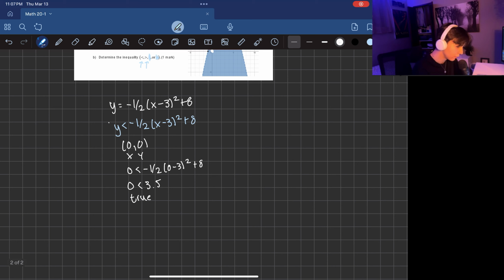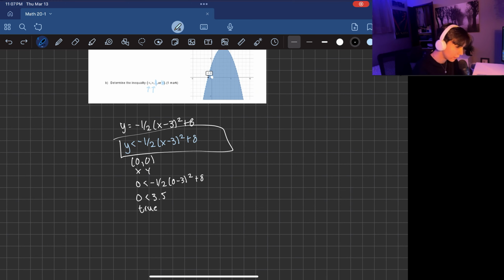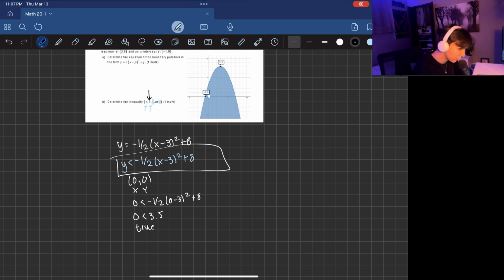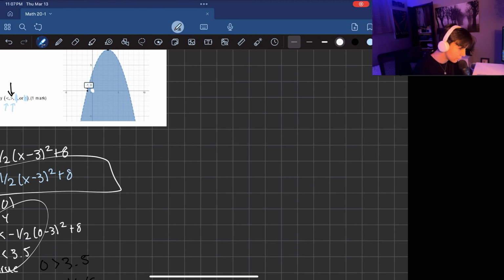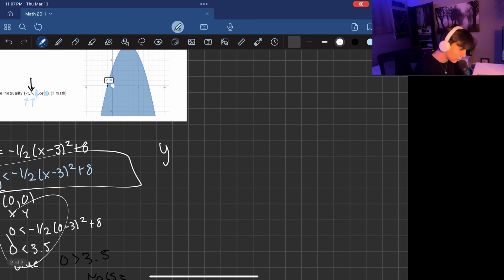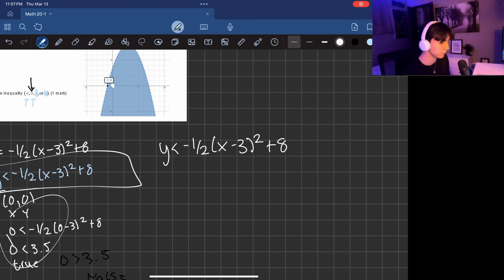So this inequality sign is the right one. If you were to use the other sign, it would give you 0 is greater than 3.5, which is false. That's not what we're looking for. We're looking for the region for 0, 0 to be true, and this makes 0, 0 true. So this is going to be your final equation. So y is less than -1 over 2 times x minus 3 squared plus 8. And that's how you do that.